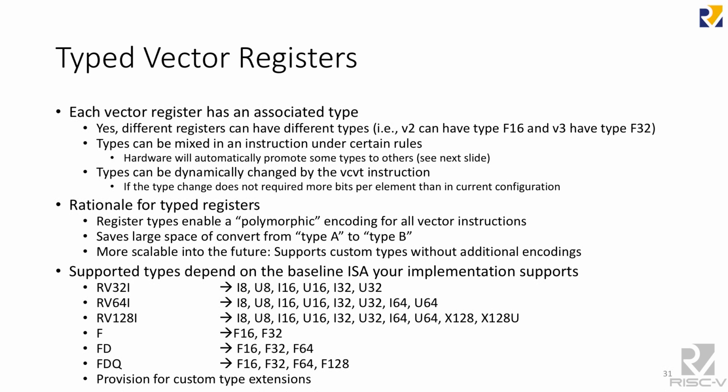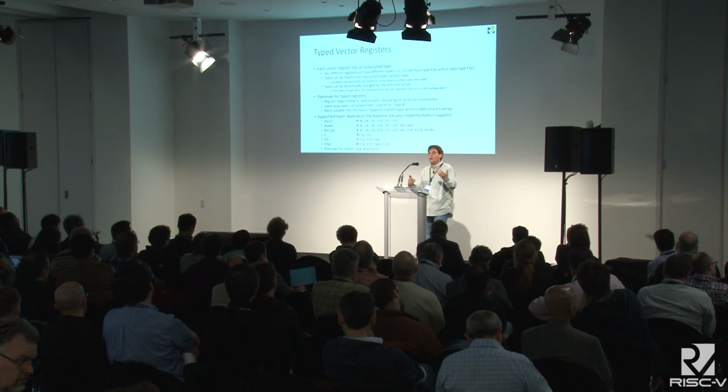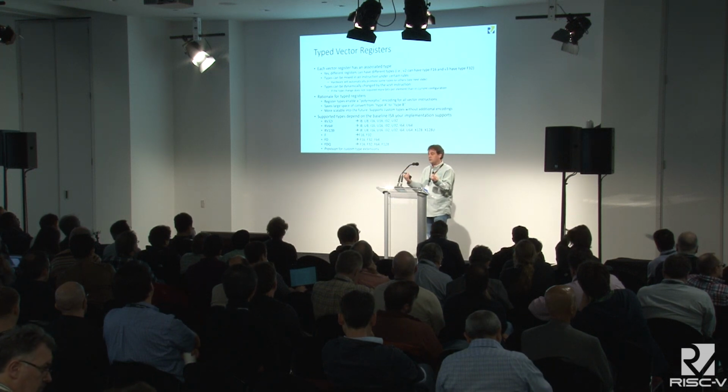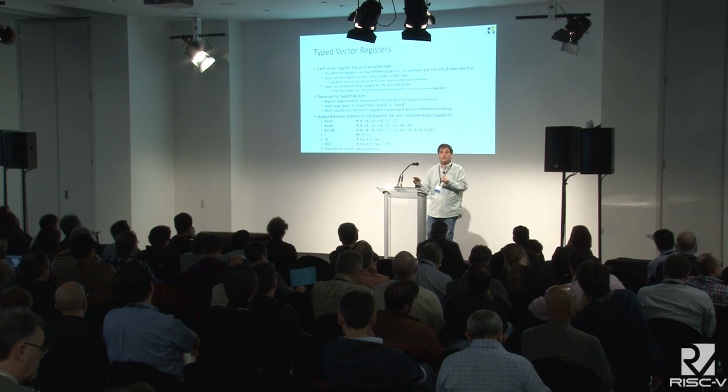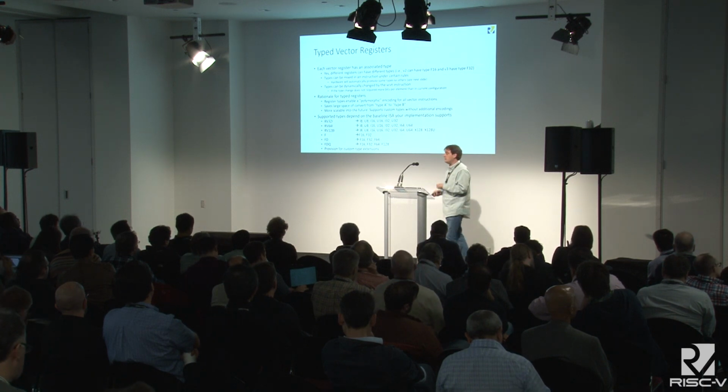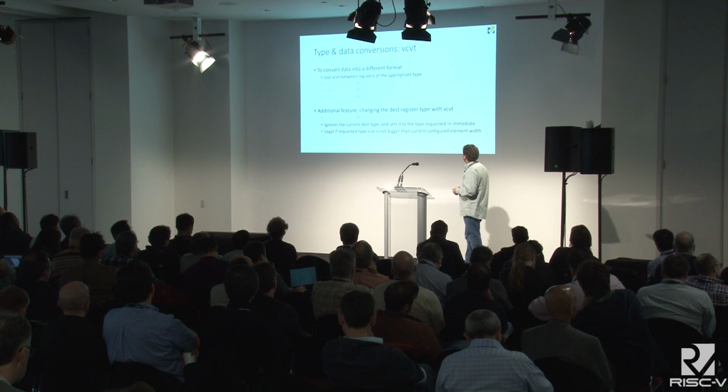And now, wow, if we have different types in the vector registers, what happens with an instruction where you give it V0 and V3, and those things have different types? We'll get to it in a second, but some combinations are legal, some combinations need to convert. So let's do first the easy one.